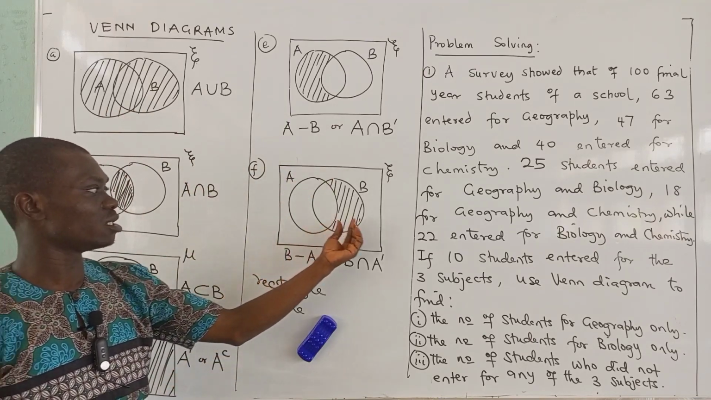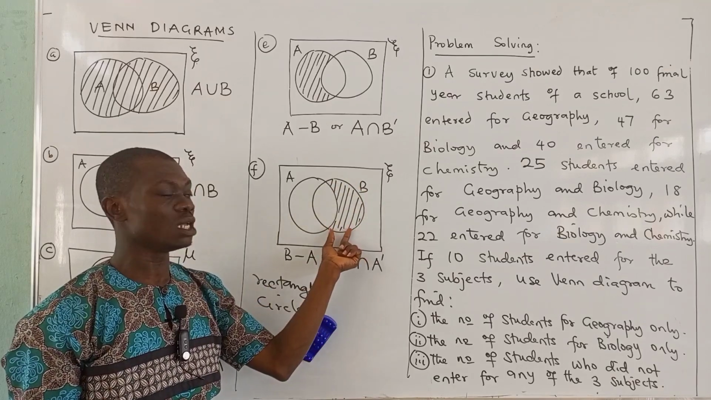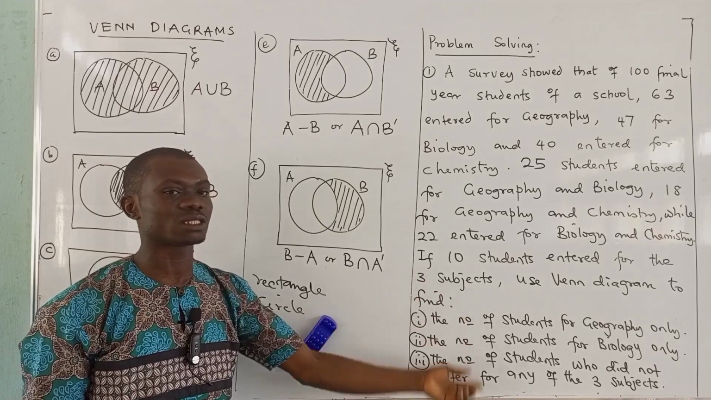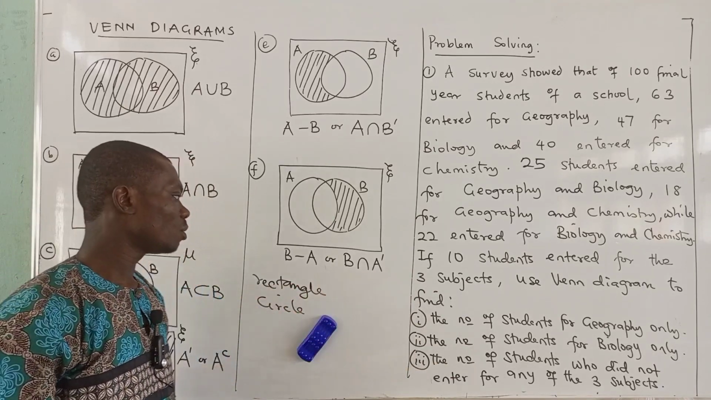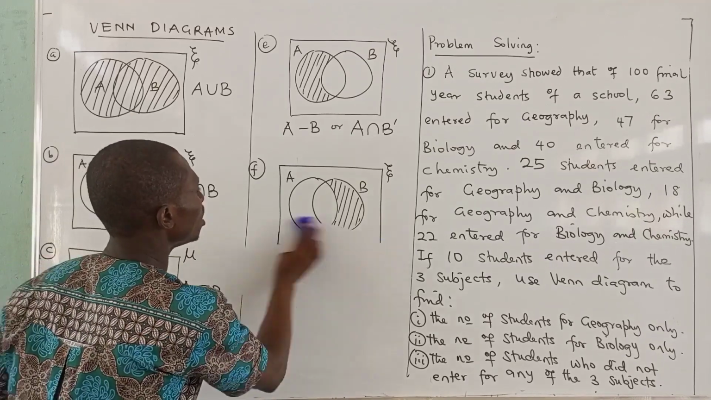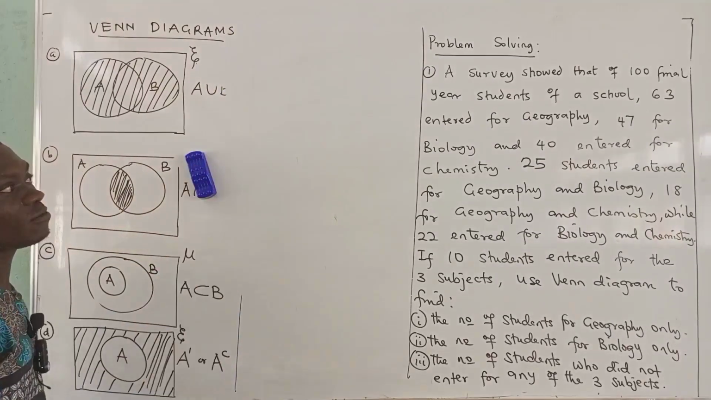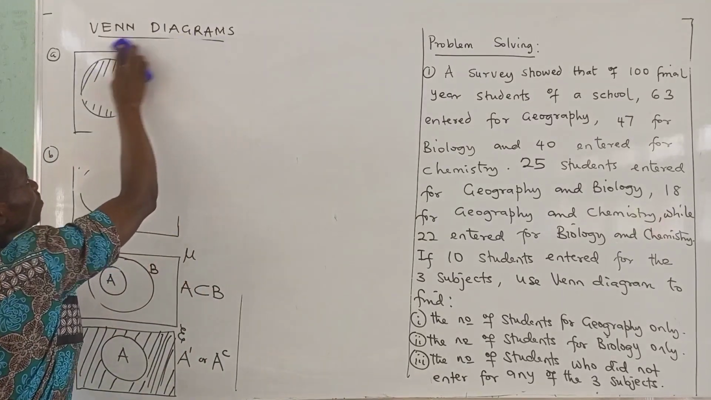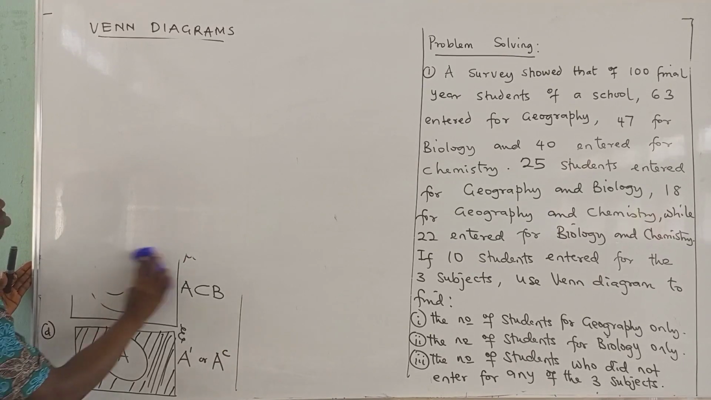And then you can see this one is B difference A. That means elements in B that are not found in A. And you can as well call it B intersection A complement or A complement intersection B. Okay, so now these are the basic Venn diagrams that we can use to represent the relationship between two or more sets in some cases.